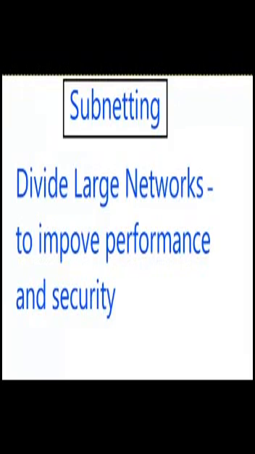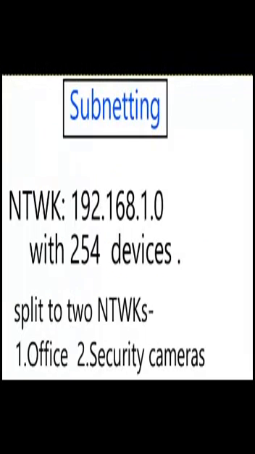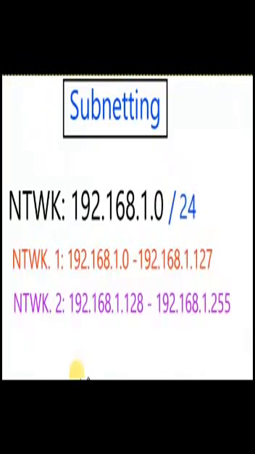Subnetting is simply dividing a large network into smaller networks to improve performance and security. So, for example, we have a network 192.168.1.0 with 254 devices. Now we intend to split this network into two subnets, one for the office, one for the security cameras. So this is how this network will be split up into two.